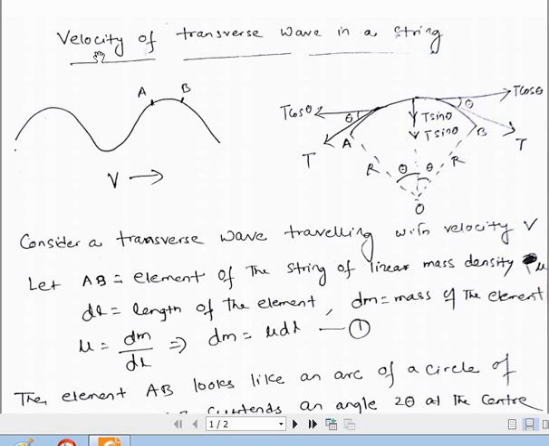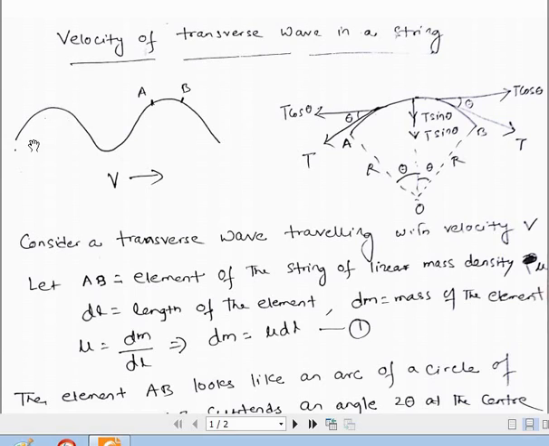Now I'm going to discuss the topic on velocity of transverse wave in a string. It is a very important topic. Perhaps you have got some idea about velocity of transverse wave in a string in HS first year. Now we will study the same thing in little detail.